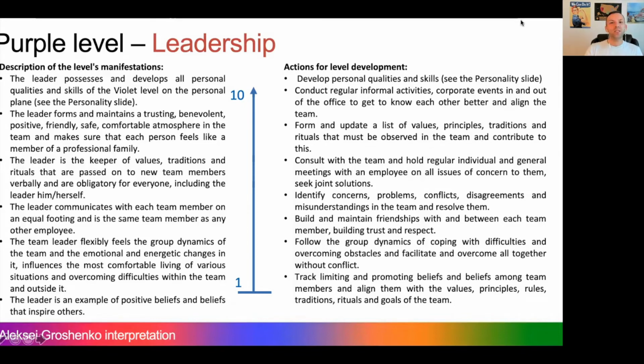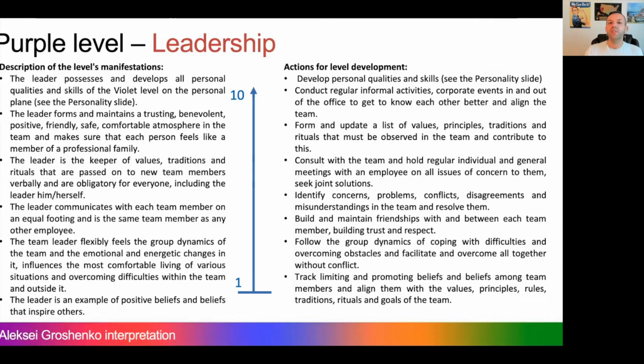And what actions can you do to improve your leadership skills and qualities on the purple level of Spiral Dynamics? Develop personal qualities and skills. See the personality slide, previous slide. Conduct regular informal activities, right? Like human being to human being. Corporate events in and out of the office to get to know each other better and align the team. So team building activities, exercises, games, everything, right? Which can help us to feel each other better, to be sure that I can trust you, I can respect you.